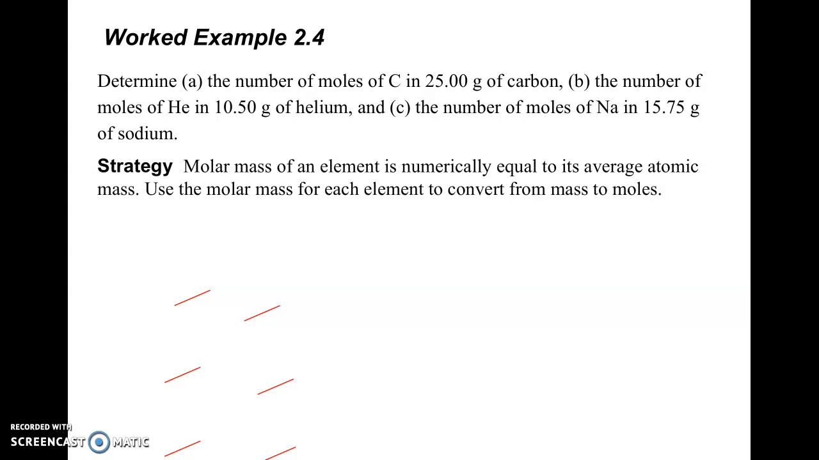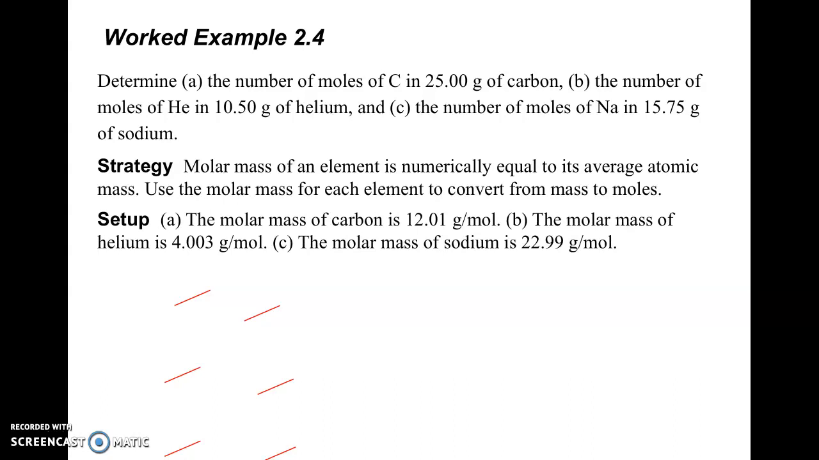And so the thing that we have to realize is we're going to use the average atomic mass as a molar mass, because if you just have a sample of sodium that you dig out of the ground or you get out of the storeroom, it's going to have that isotopic abundance, that natural isotopic abundance, and the average atomic mass takes that into account. So that's what you'll use to convert from mass to moles.